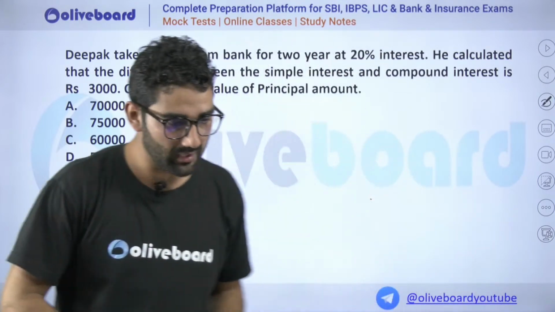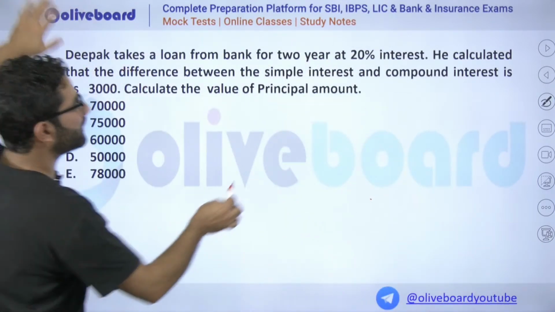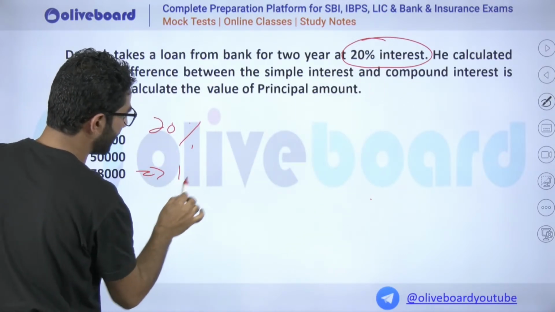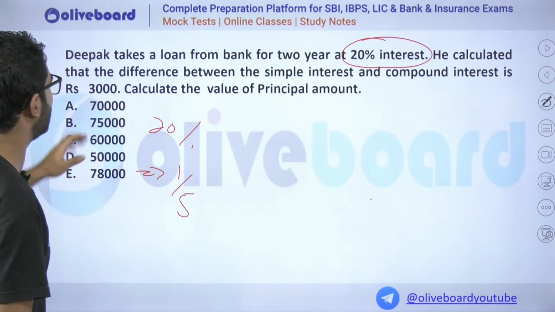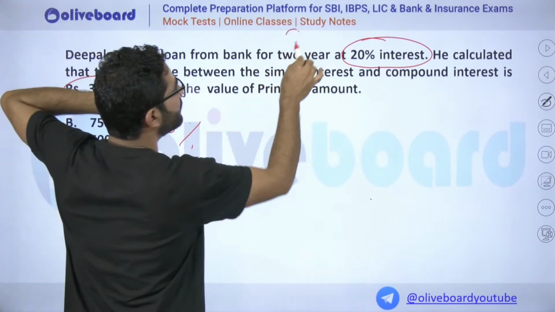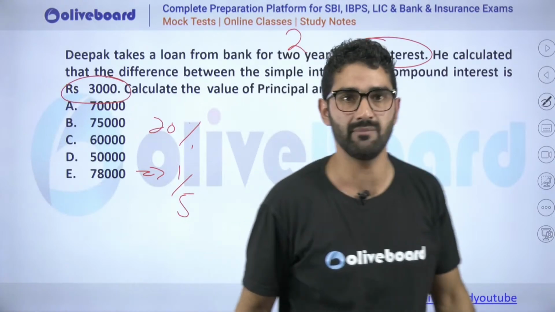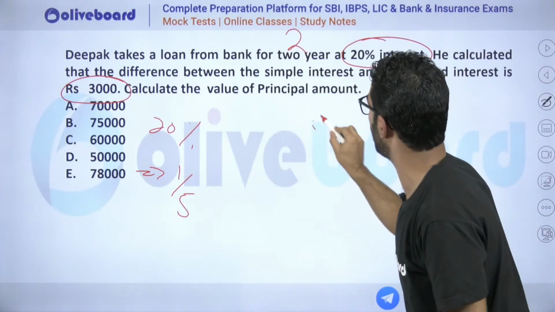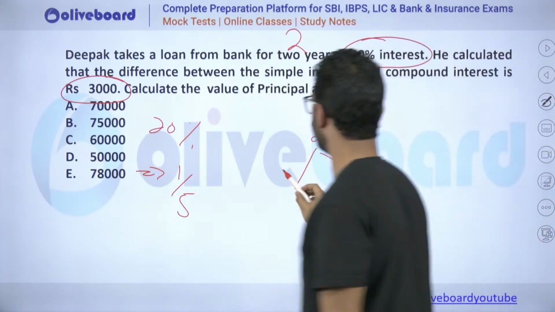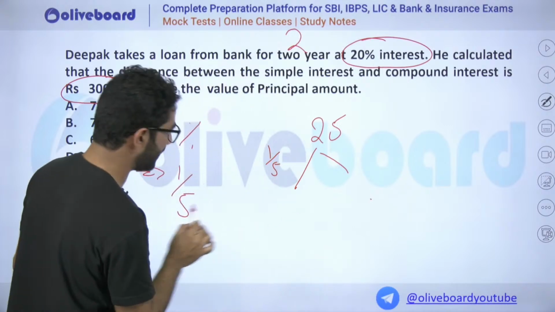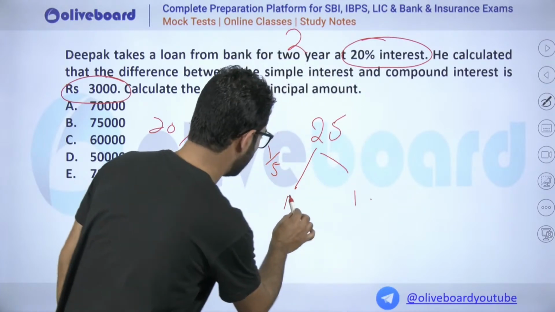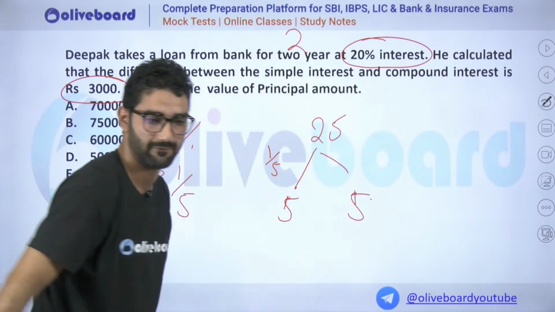Okay, how much principal, how much interest rate do we have? Sir, we have interest 20%. 20% is nothing but 1/5. He told us simple interest and the difference is given this much. Time is 2 years. For first year it will be 1/5, so it will be 5 and 5.